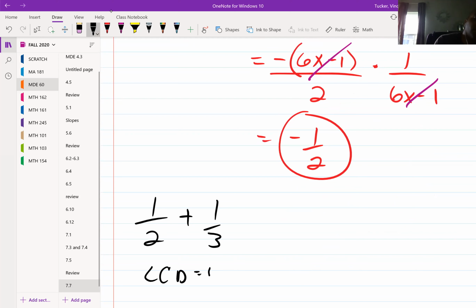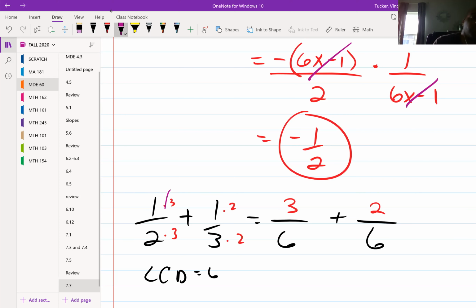LCD is 6. But if you want both of your denominators to be 6, you have to say what times 2 will give me 6. So multiply 1/2 by 3, the other by 2. But that's the process right there. Whatever you do to the top, you do to the bottom. And that's what they did with the 2x.